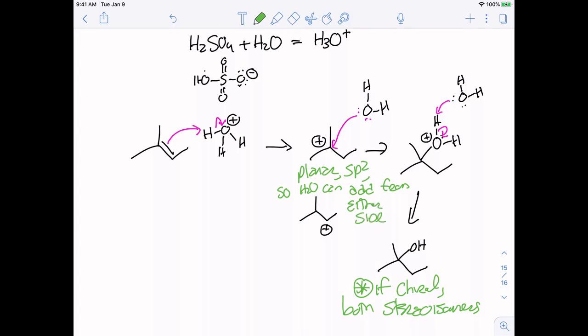And then getting lost in here is this guy. This would give me my minor product, right? Minor product. And I still have a planar intermediate, I would still get, if chiral, both stereoisomers, because my water can add from either side. So it just happens to be different regiochemistry, similar stereochemistry.